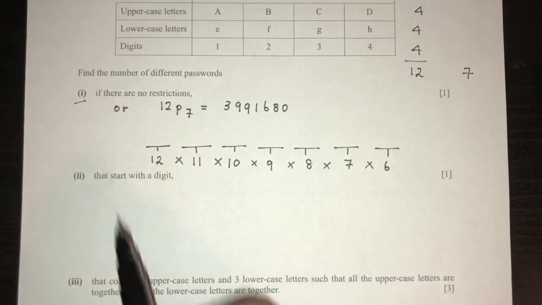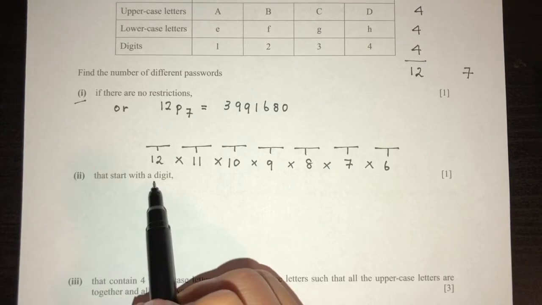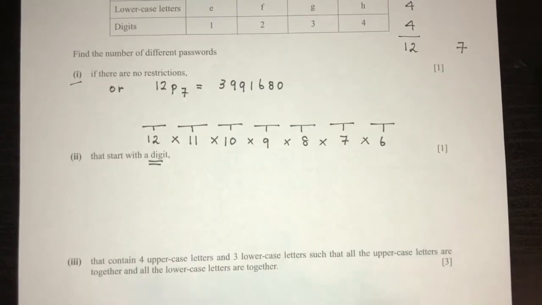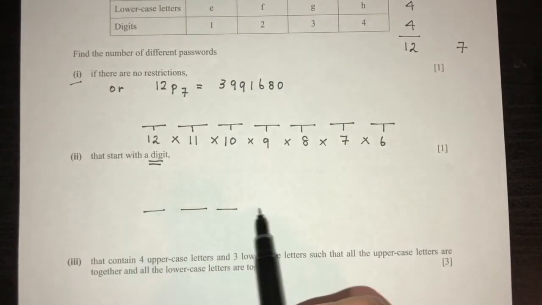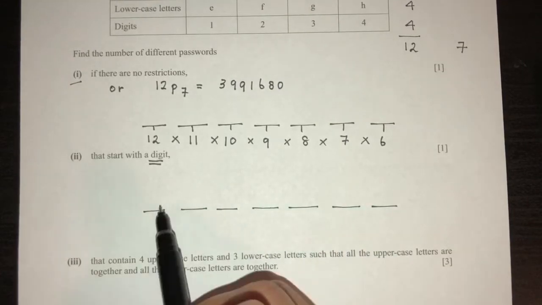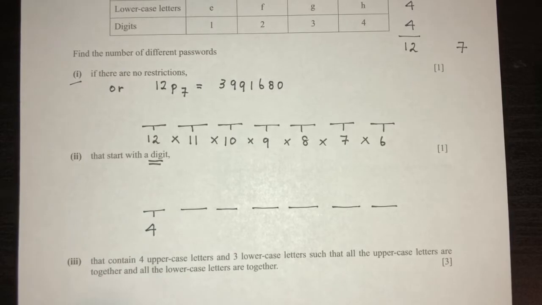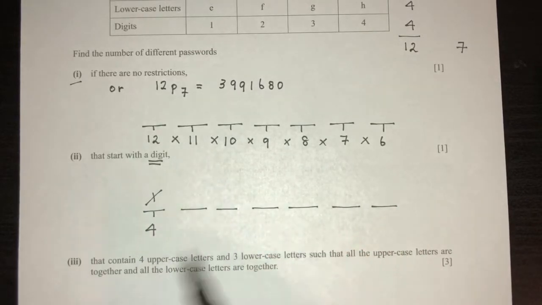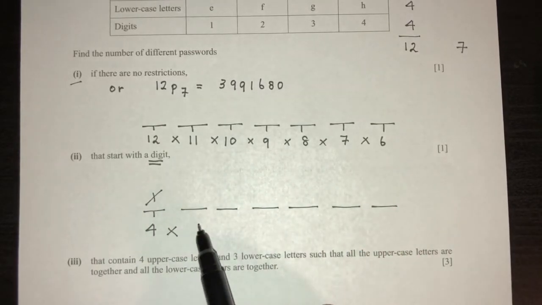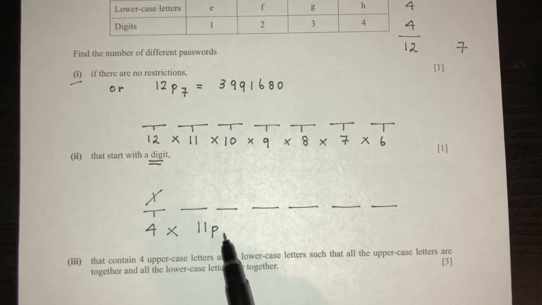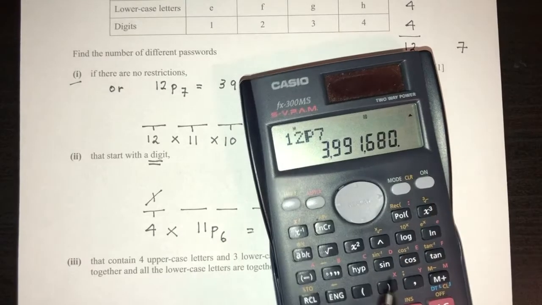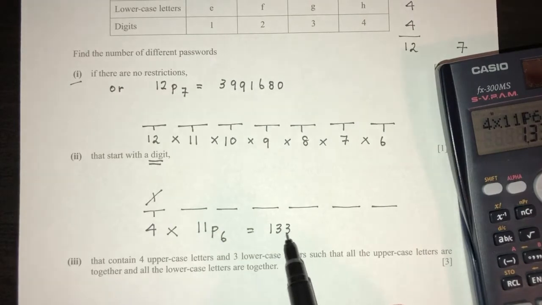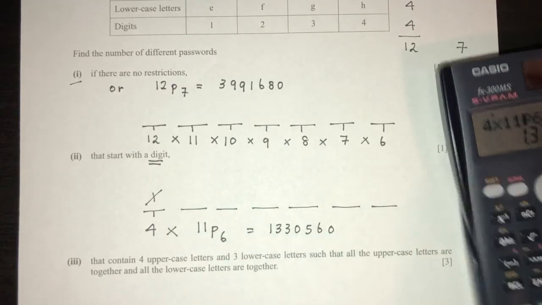Now for part 2, we have to find the number if it has to start with a digit. We have 4 digits, as you can see here. Again, same thing, 7 spaces. We have 4 ways of beginning because we have 4 digits. Once you take out 1, for example, it is out, and we will remain with 11 characters. From the remaining 11 characters, we can choose anything. So 4 times 11P6, because we need 7 in total. So 1330560 will be your answer.